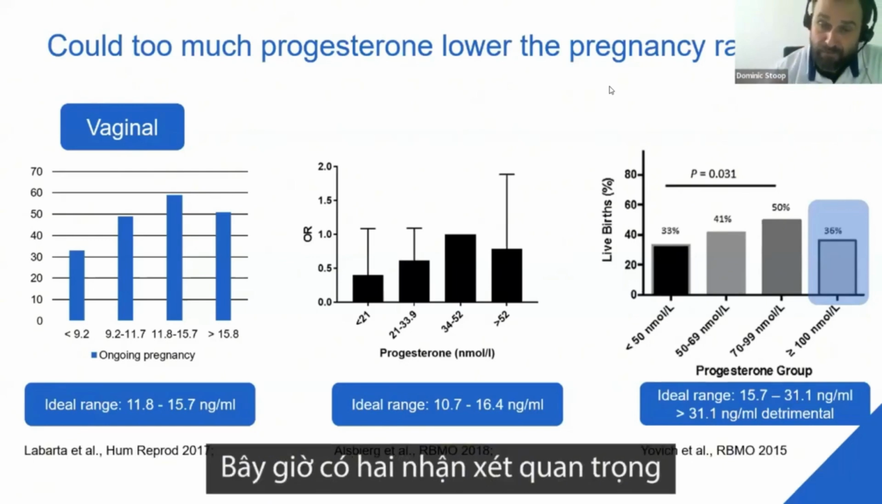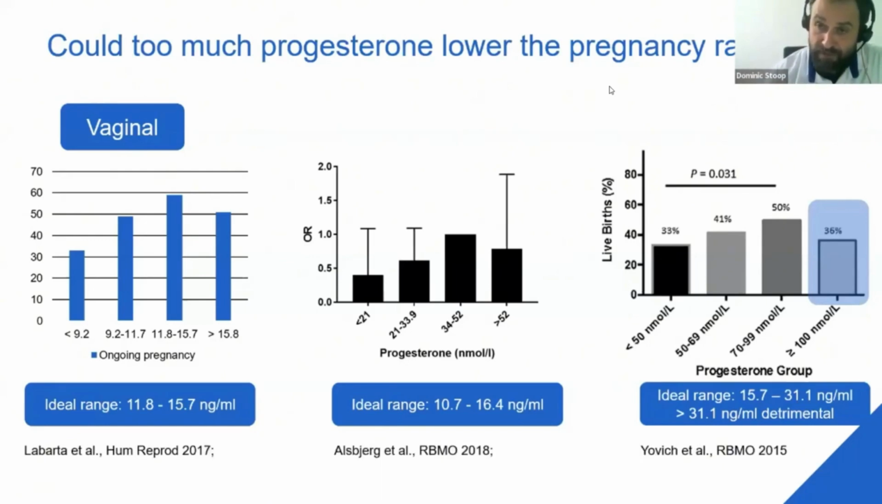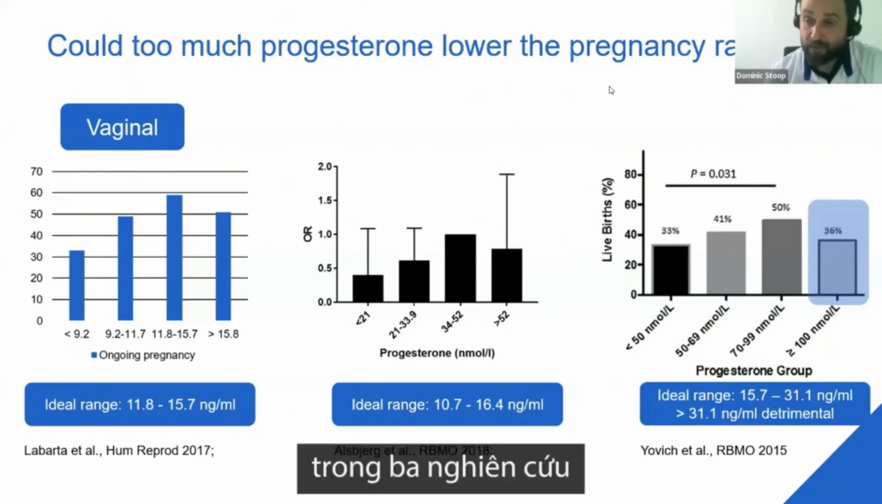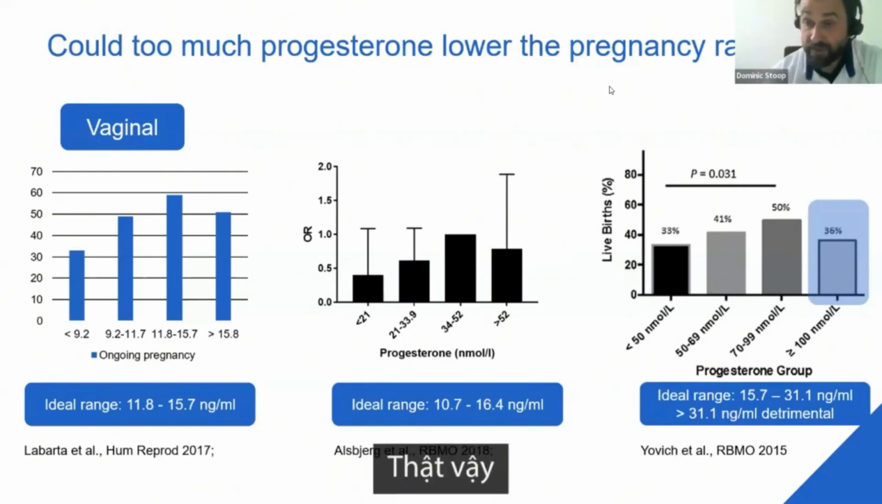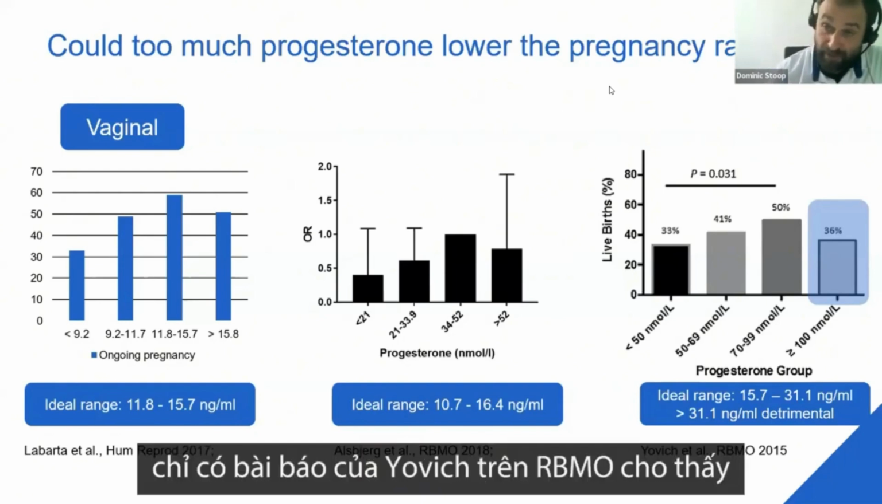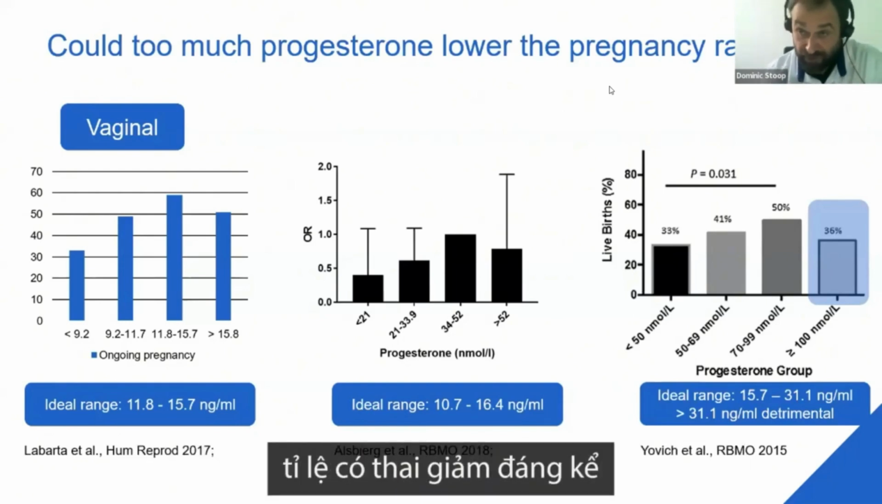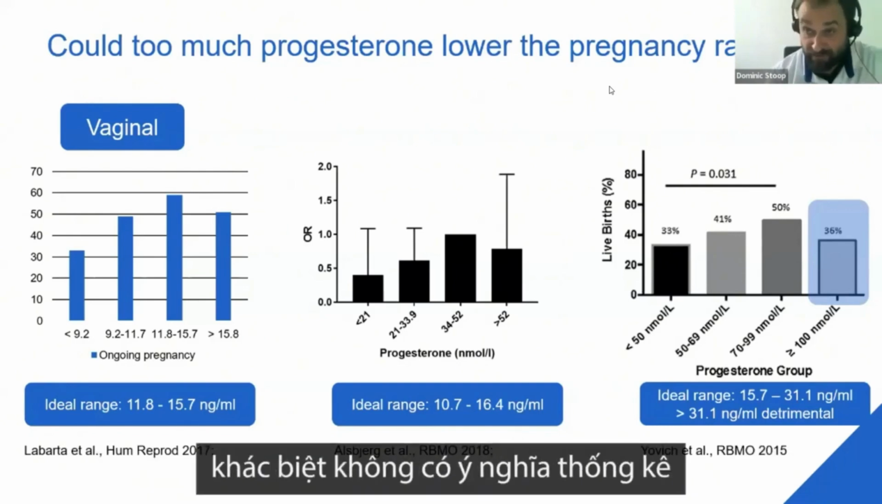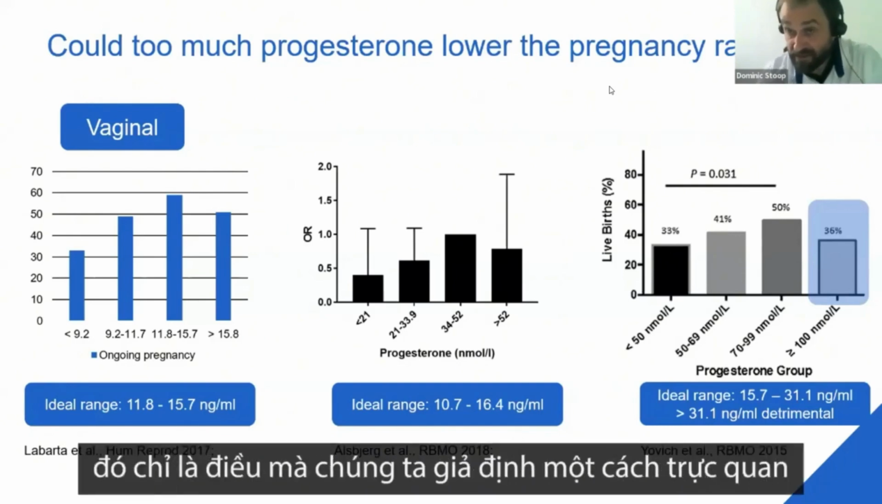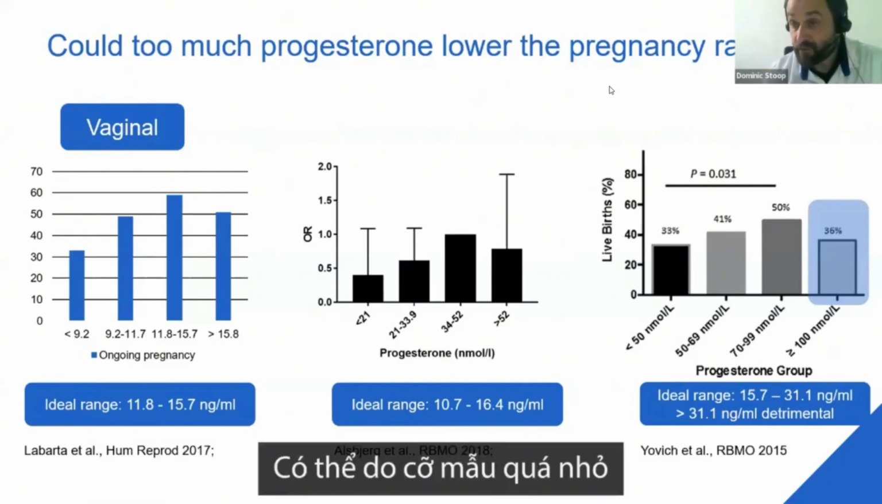Now, 2 important remarks. The first one is that only one out of these 3 studies seems to be significant. So the paper by Jovic in RBM Online showed a significant reduction in chances for those with a higher progesterone level. In the 2 other studies, this was not significant. So basically it does not exist. It's just something we assumed visually, but it's not there. Sample size may be too low.